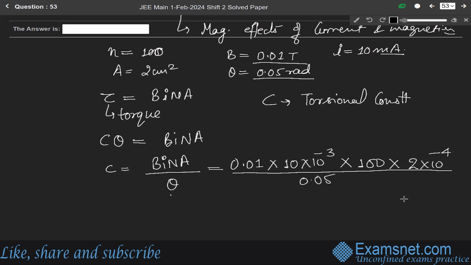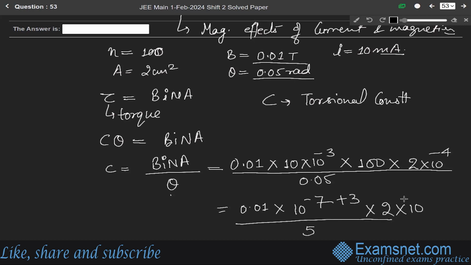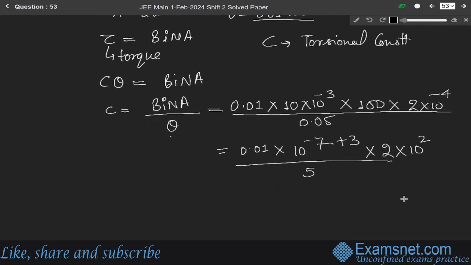So solving it, we get 0.01 into 10 to the power minus 3 minus 4 minus 7, 2, 1, 3 plus 3, and into 2 divided by 5 into 10 to the power 2. Okay, so it will become 4 into 10 to the power minus 5 Newton meter over radian.